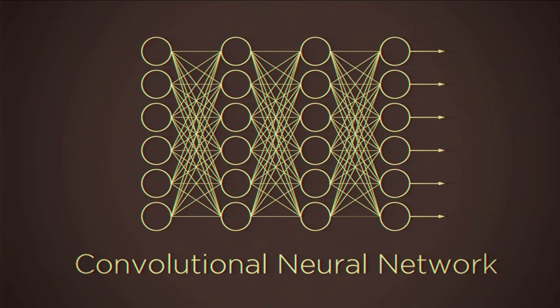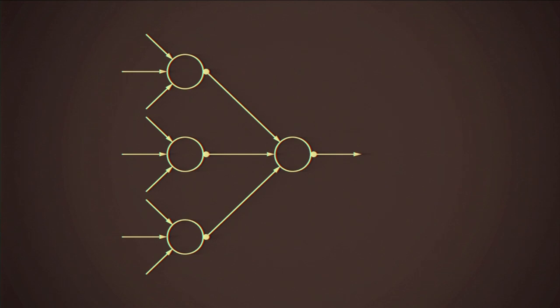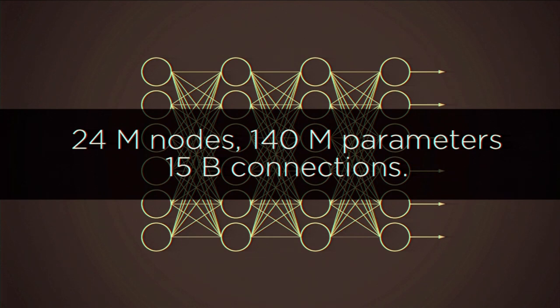Without getting into the details, a convolutional neural network consists of neuron-like nodes that take input from other nodes and send output to others. Moreover, hundreds and thousands and millions of these nodes are put together in hierarchical fashion, somewhat similar to the brain, to make computation for more complex tasks. So this is a typical neural network model my students and I work with. It has 24 million nodes, 140 million parameters, and 50 billion connections.